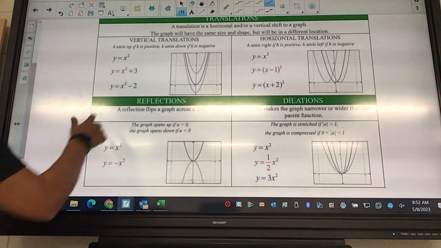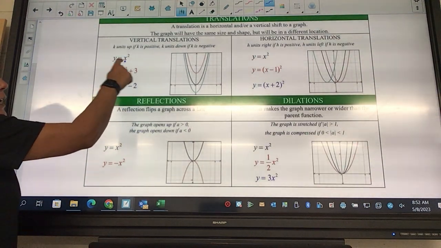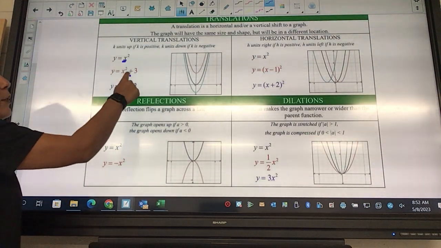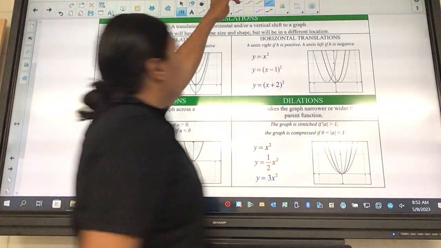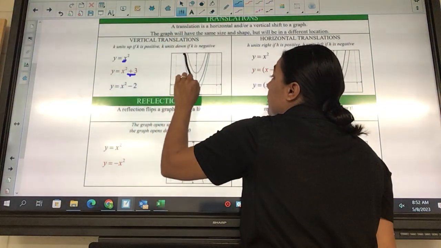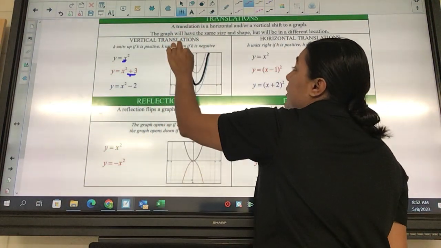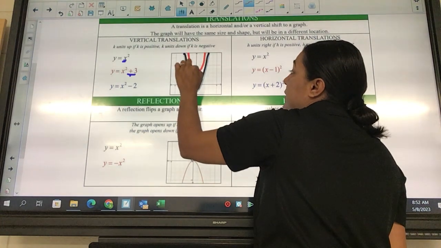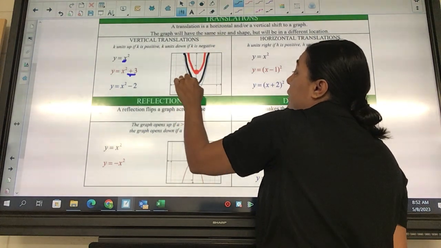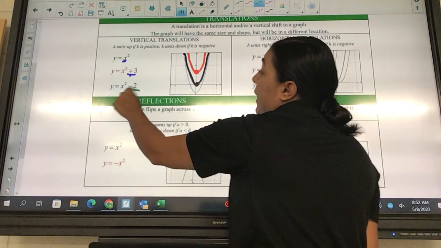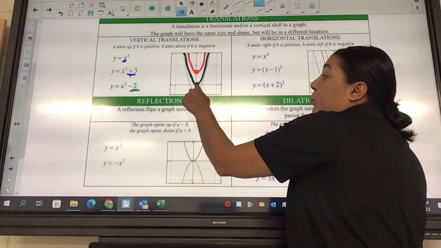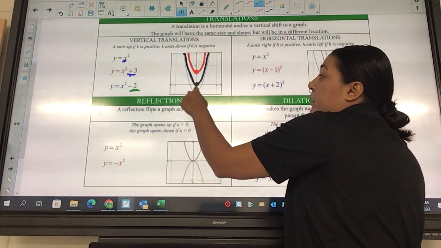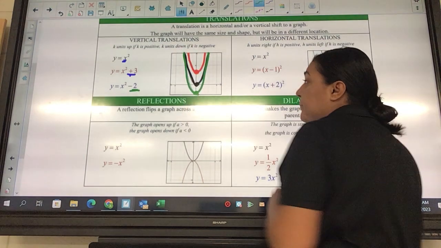Okay, and this is what it's talking about. So we can see here that our mom and dad starts here. A plus 3 made this red one. It was here. That was the original graph. The plus 3 made us go up 3. My vertex now started here rather than here, okay? If it's a minus, that means I'm going down. So I went 1, 2, down 2 from the vertex, and it's going to start here.